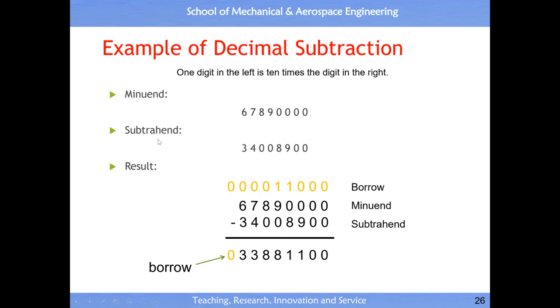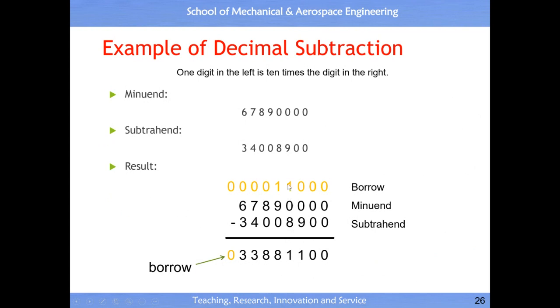So here is one more example. We have a minuend and subtrahend. So 0 minus 0 equal to 0, 0 minus 0 equal to 0. Now 0 minus 9. We must borrow 1 from here. Then we get the value 10, because when we borrow 1, then we get the value 10. Why like this? Because a digit in the left-hand side is 10 times the digit in the right-hand side. We get a 10, 10 minus 9 equal to 1.